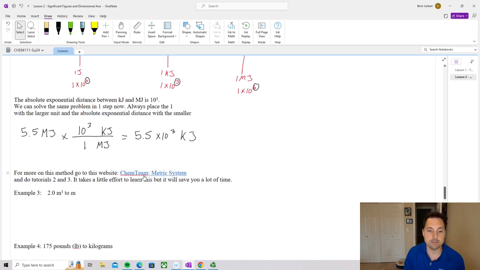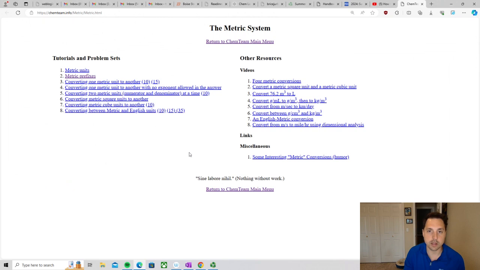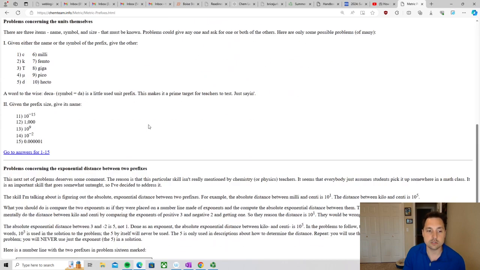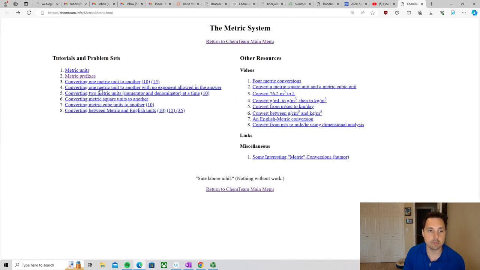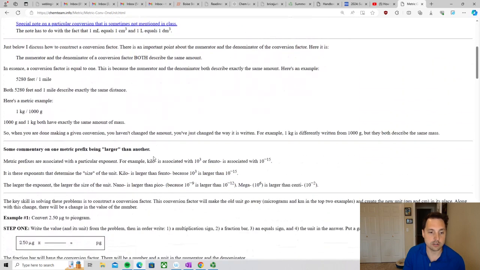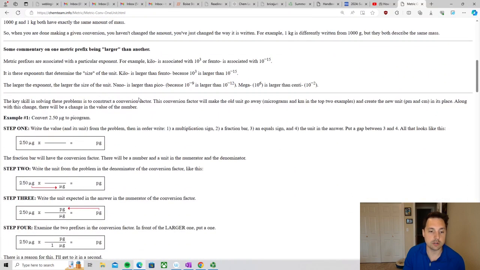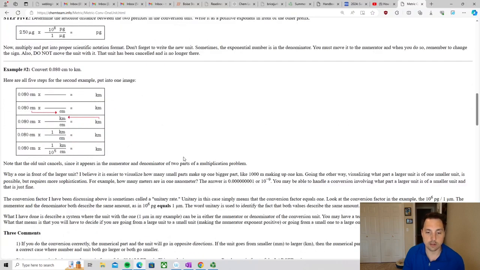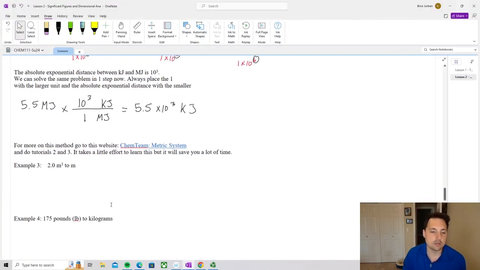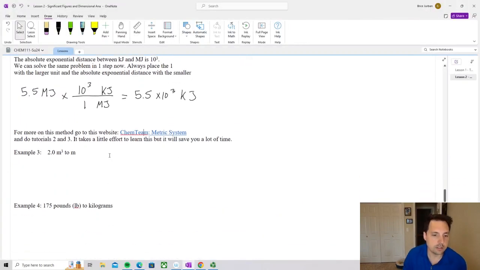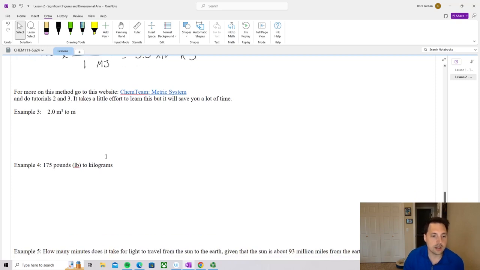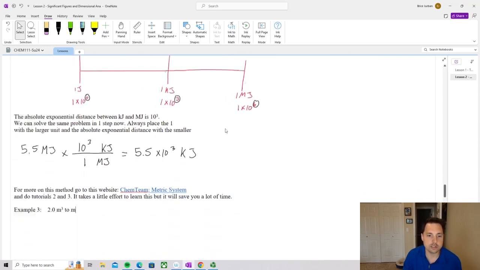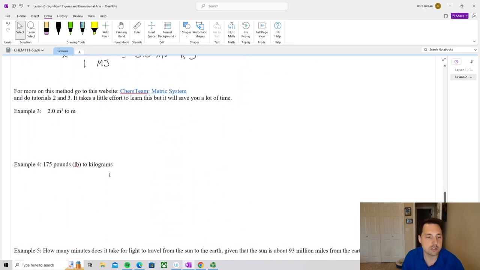This is a shorthand method, and there's this website called chemteam.info, which is where I came up with this method. I learned it from this website, and they talk about it here under metric prefixes. They talk about converting between two values that have different units, and this comes up somewhat often. So now let's just stick with the first method for now. The second method is like a shortcut, but we'll stick with the first method.